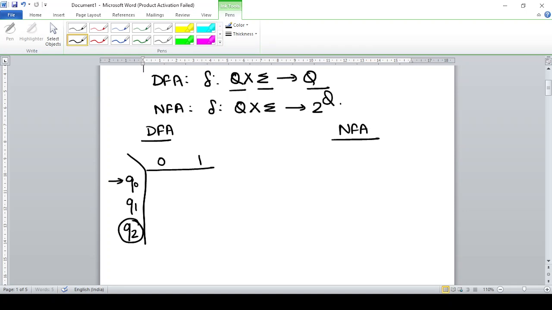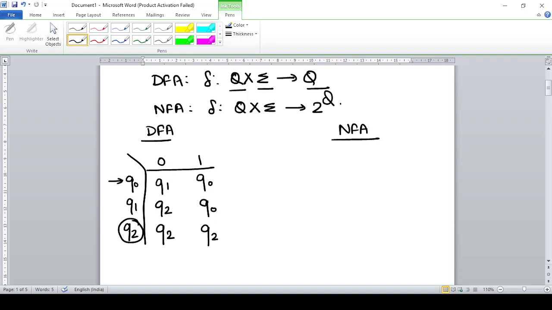On Q0 when you give 0 you go to state Q1. On Q0 when you give 1 you stay on state Q0. On Q1 when you give 0 you go to state Q2, and on Q1 when you give 1 you go to state Q0. On Q2 when you give 0 you stay on Q2, and with 1 also you stay on Q2. By seeing this transition table you should be able to identify whether the given table is of a DFA or NFA.